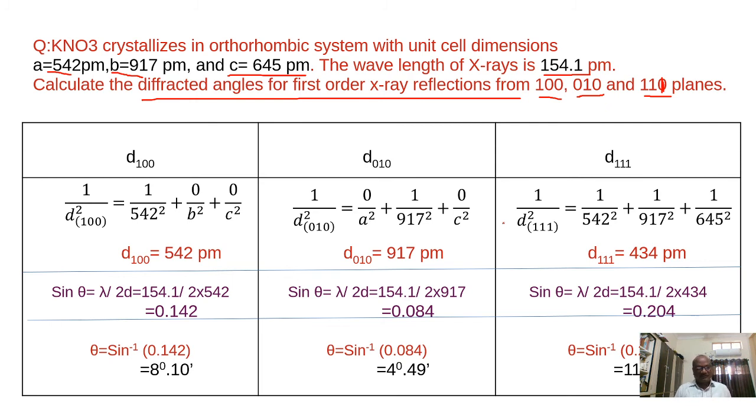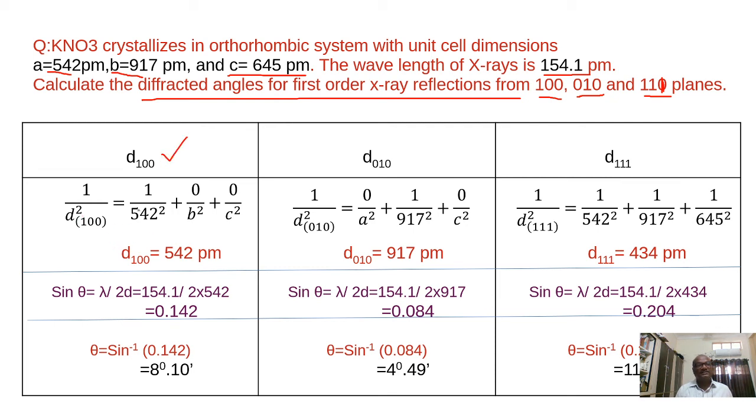In the previous problem, angle of incidence was given from different planes, and we calculated ABC. But here ABC are given and we are asked to calculate angle of incidence from different planes. So let us calculate the angle of incidence from D100 plane. Again, what is the formula?